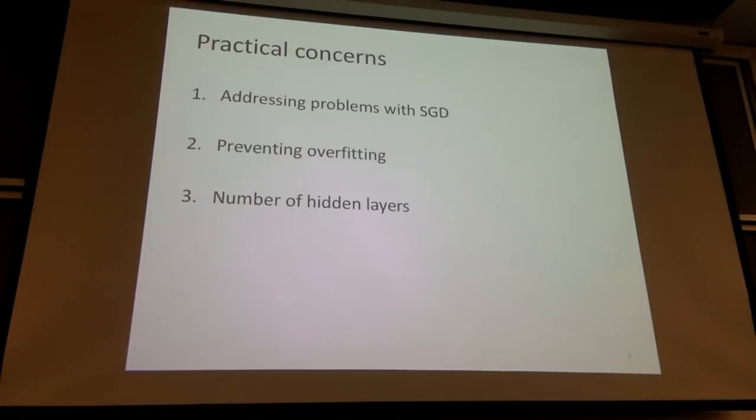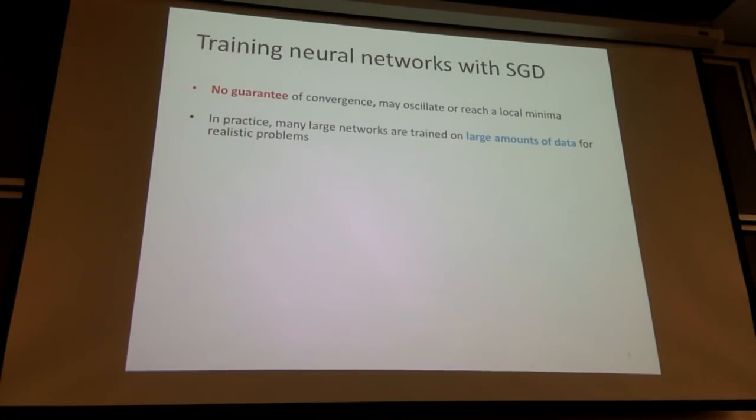There are many practical issues. I'm only going to talk about a few things. SGD is no longer the greatest thing around because of non-convexity issues, and I'll talk about how we can address some of these problems. Neural networks tend to overfit if you are not careful because they can be arbitrarily expressive. So I'll talk about addressing overfitting, and the other thing I'll talk about, which is kind of related, is the number of hidden layers and the width and the depth of networks. So the bad news is that there is no guarantee of convergence.